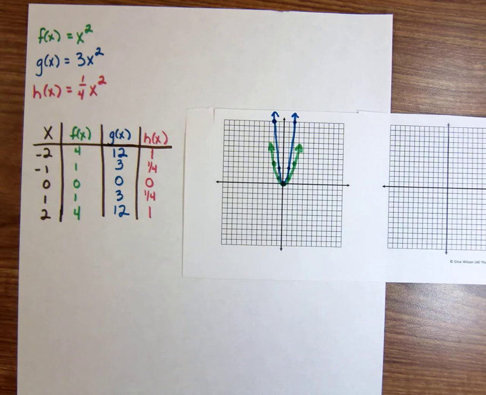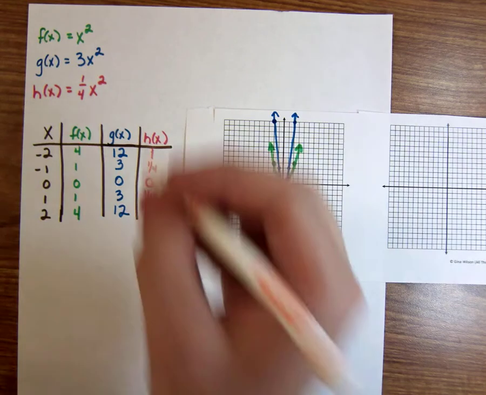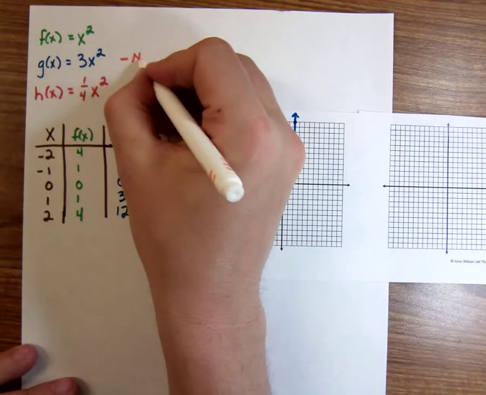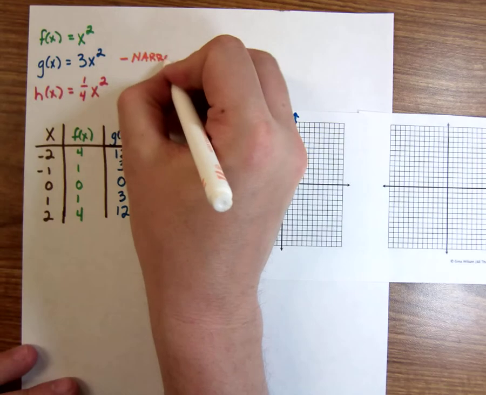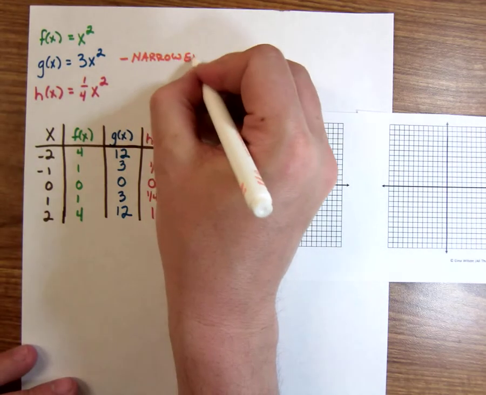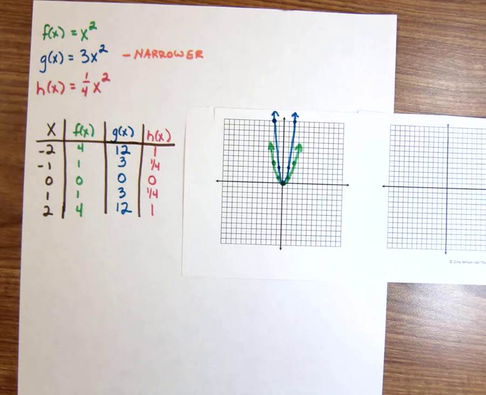Okay, what did the 3 do? No, that's what did the 3 make the graph do? Yeah. It's narrower. I squished it. It's like I grabbed it from both sides and jammed it together. So before we graph it, what's your guess for what the 1/4 is going to do? It's probably going to make it wider. I think that's a reasonable guess. Let's find out.